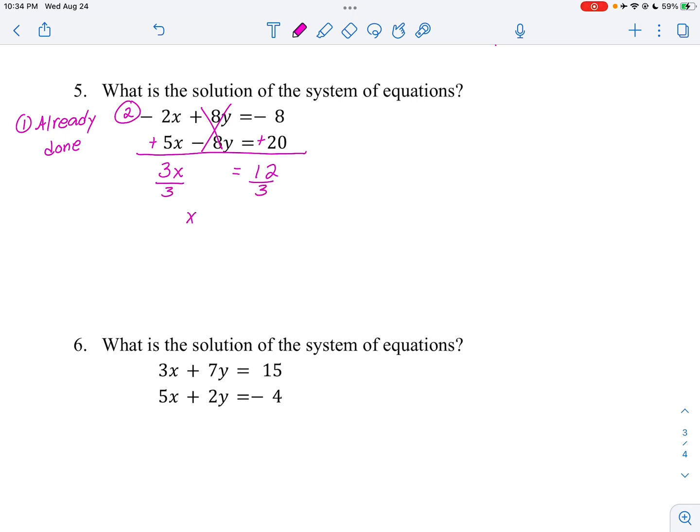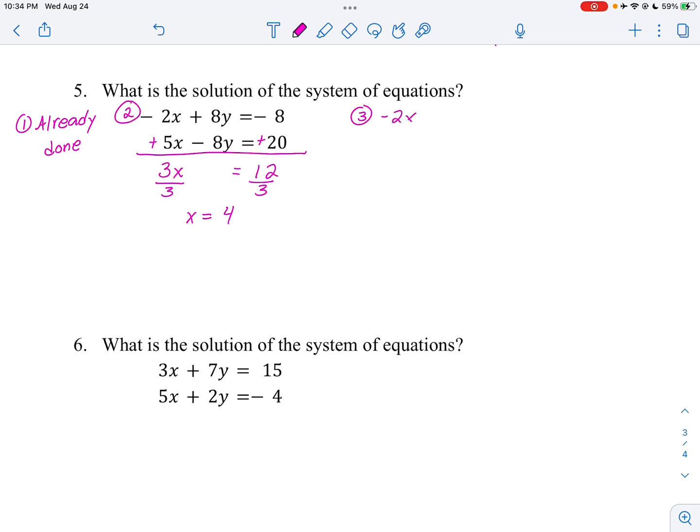So divide by what's in front of x, which is 3, and I get x equals 4. So there's half of my answer right there. Now I need to get the y value. So I'm going to go back up and use one of my equations. It does not matter which one. I'm going to go ahead and just take the top one again. No particular reason, just because you can choose either.